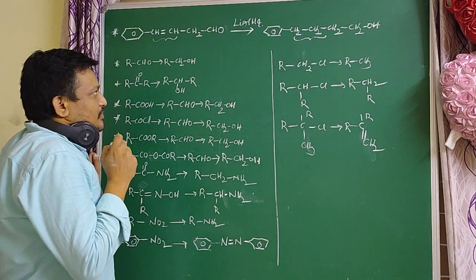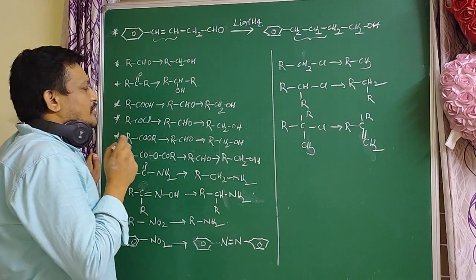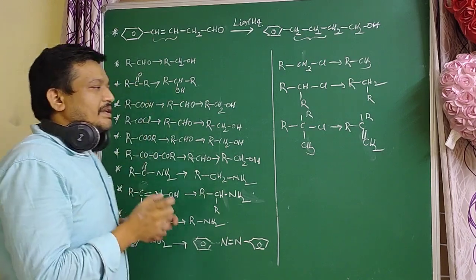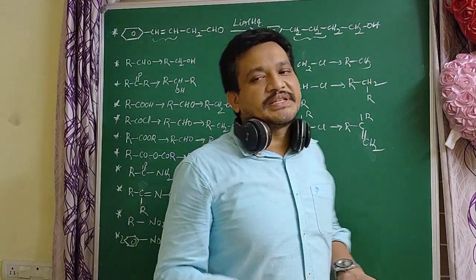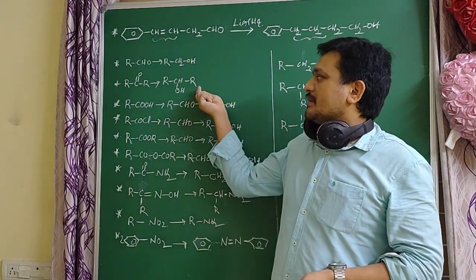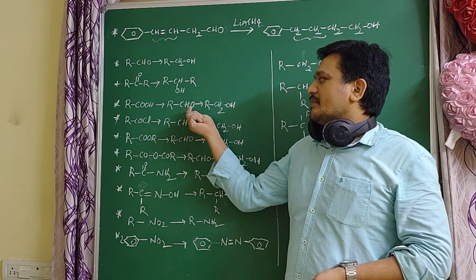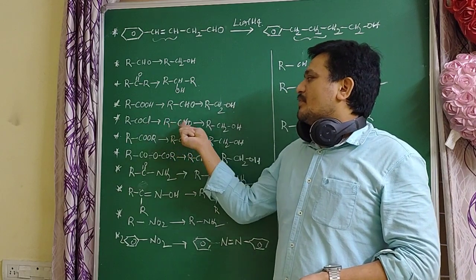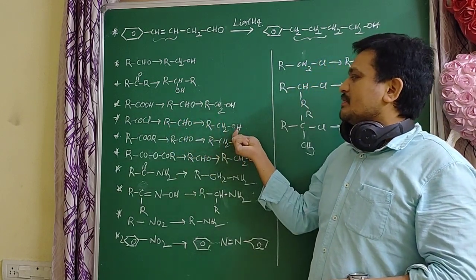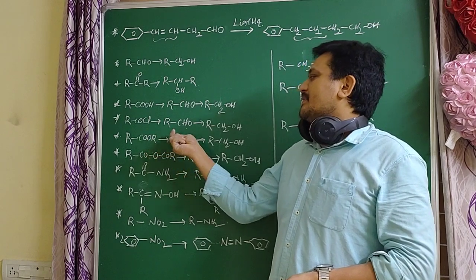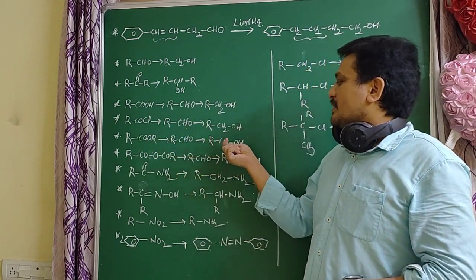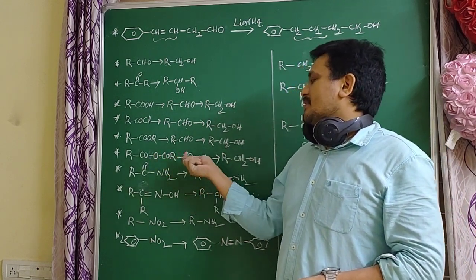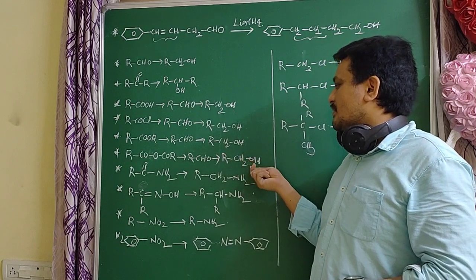So this is the use of lithium aluminum hydride. What is the use of lithium aluminum hydride, students? In its presence, aldehydes are converted to primary alcohols, ketones to secondary alcohols, and carboxylic acids are converted first to aldehydes, then to primary alcohols. Acid halides are converted to aldehydes, further converted to alcohols. Carboxylic esters are converted to aldehydes, then further to primary alcohols. Acid anhydrides first convert to aldehydes, then to alcohols.